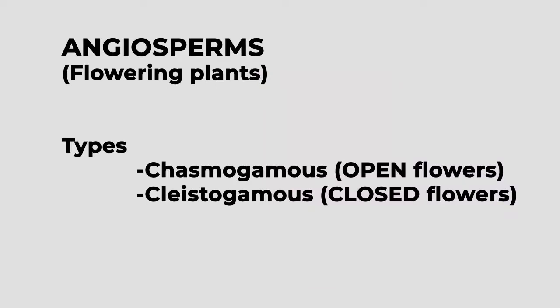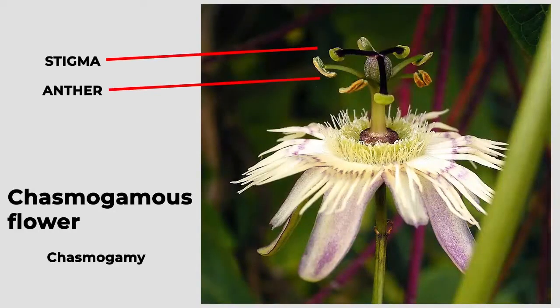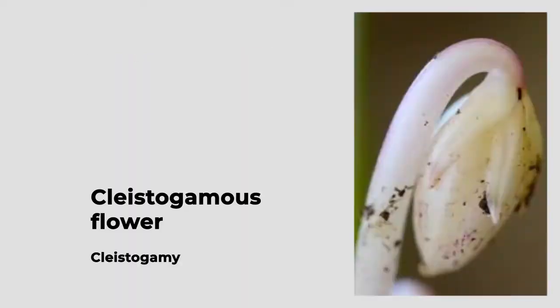Okay, these angiosperms have two types of flowers. They are chasmogamous and clistogamous flowers. Most of the angiosperms produce chasmogamous flowers or open flowers. These flowers expose their sex organs, that is, anthers and stigma are exposed outside. This phenomenon is called chasmogamy. Some plants have clistogamous flowers or closed flowers. They do not expose their sex organs. This phenomenon is called clistogamy.